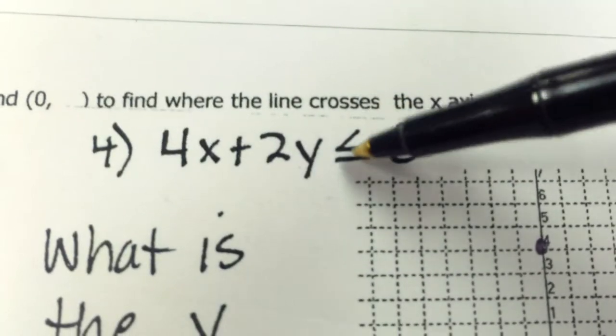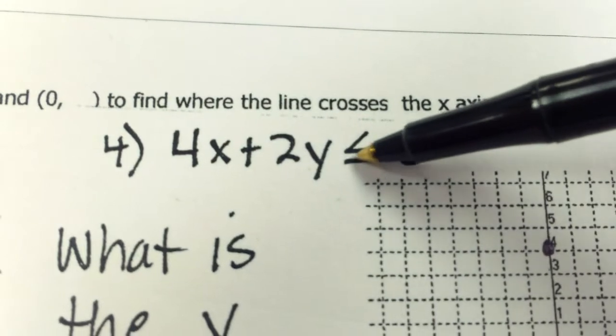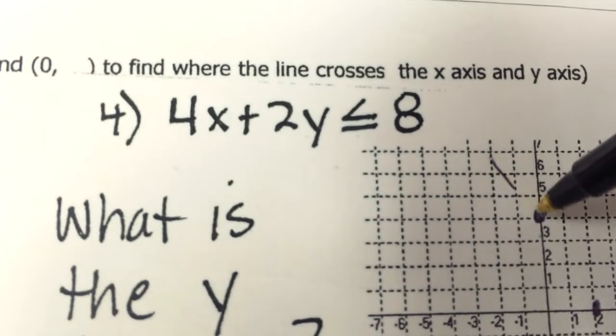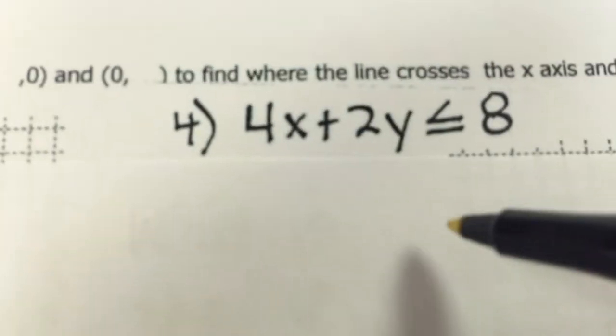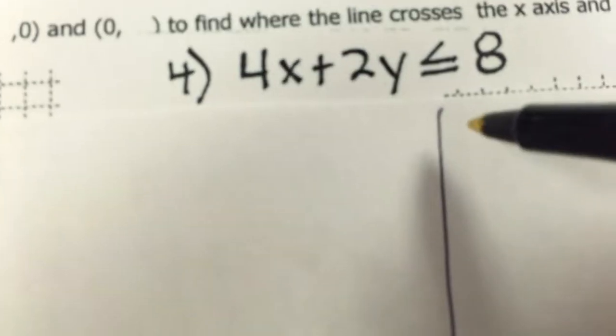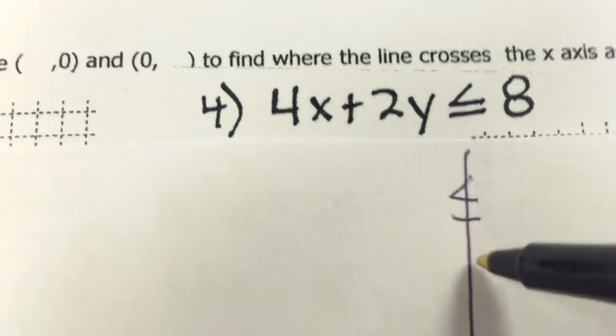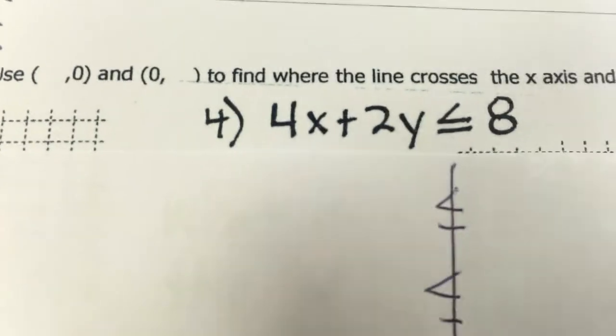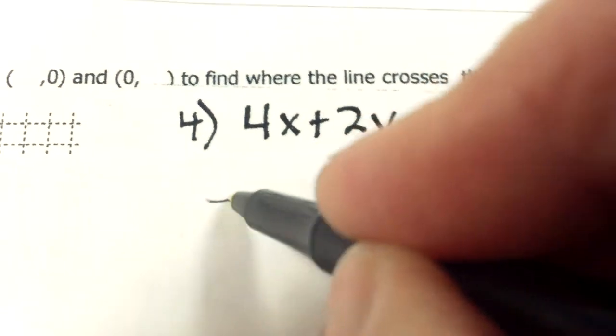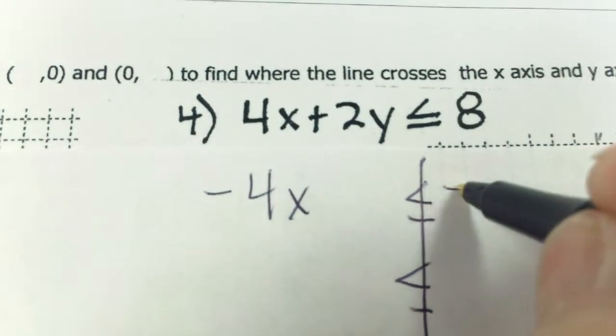When I connect those points, I'm going to use a solid line because this has an equals in the inequality symbol. Now I'm ready to shade it, but it's not in slope-intercept form. So I'm going to put it in slope-intercept form, and I better follow the random rule if I need to. I want to get y alone. I want it to look like y equals mx plus b.